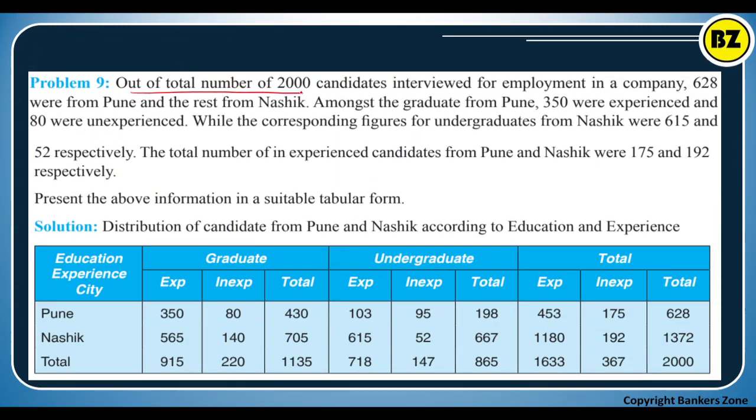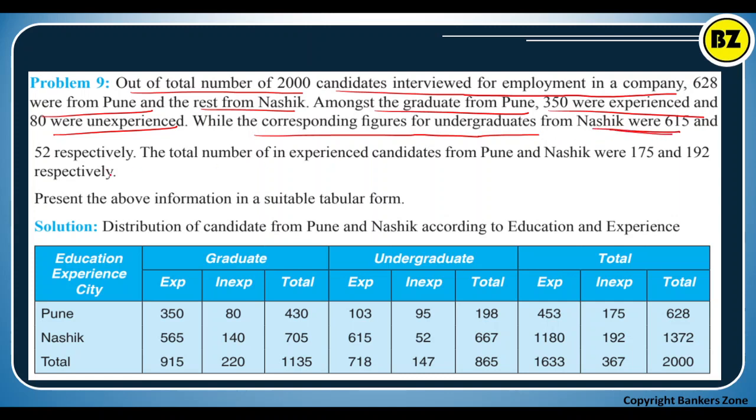Out of a total of 2000 candidates interviewed for employment in a company, 628 were from Pune, the rest from Nasik. Among the graduates from Pune, 350 were experienced and 80 were inexperienced, while corresponding figures for undergraduates from Nasik were 615 and 52 respectively. The total number of experienced candidates from Pune and Nasik were 175 and 192. Prepare this in a suitable form.